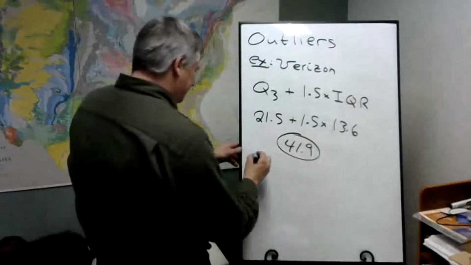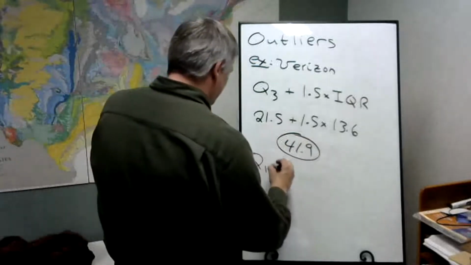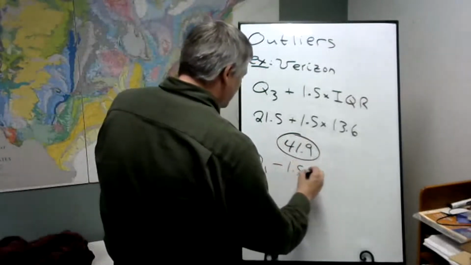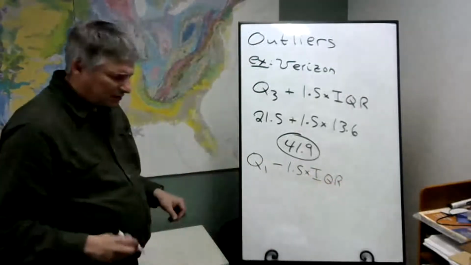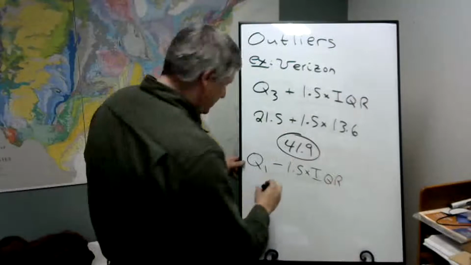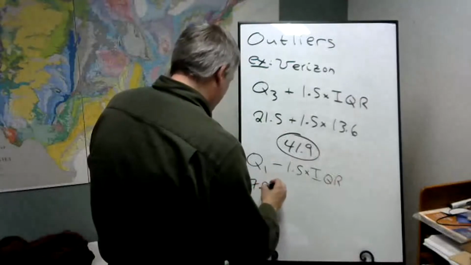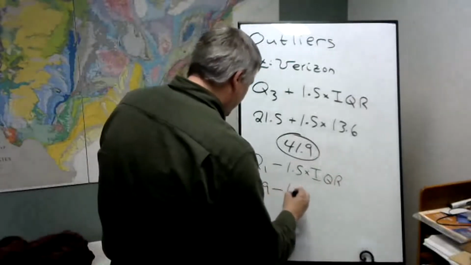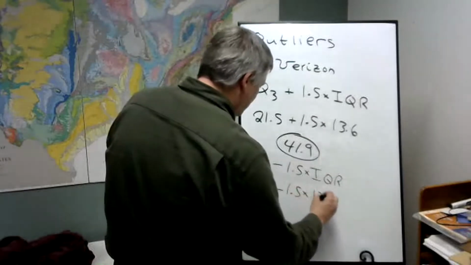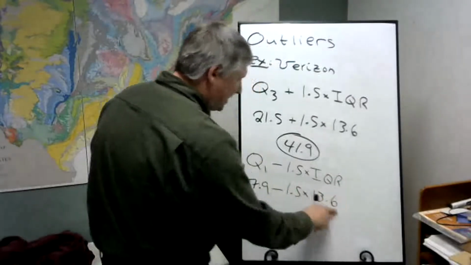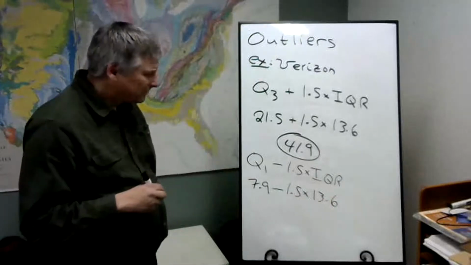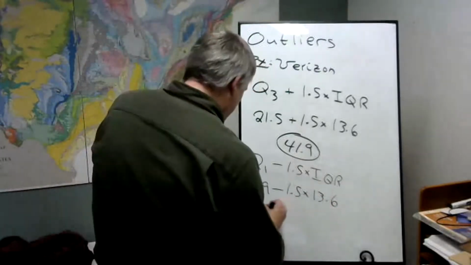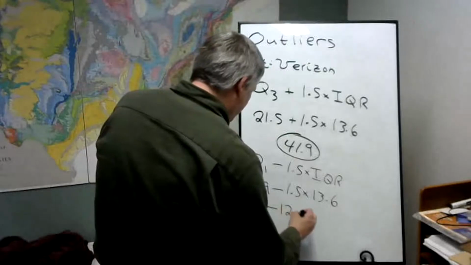Our lower boundary is Q1 minus 1.5 times the IQR. Now Q1 is 7.9 minus 1.5 times 13.6. Again, that's that IQR we found, Q3 minus Q1. And that comes out to negative 12.5.